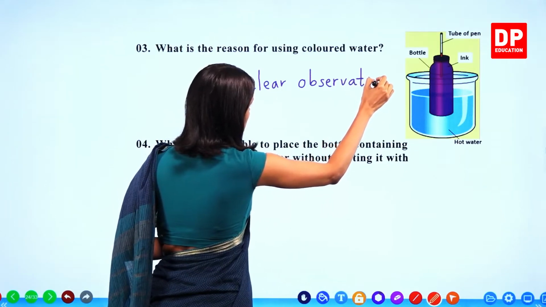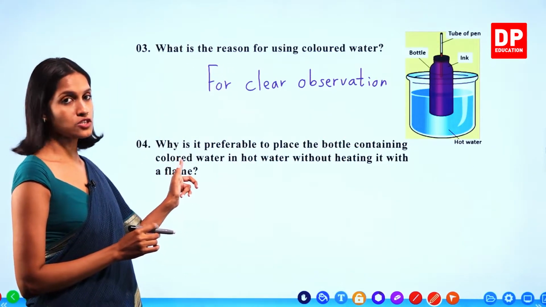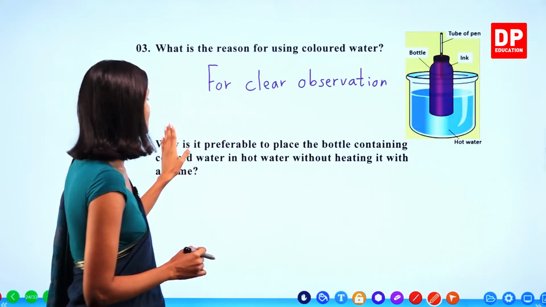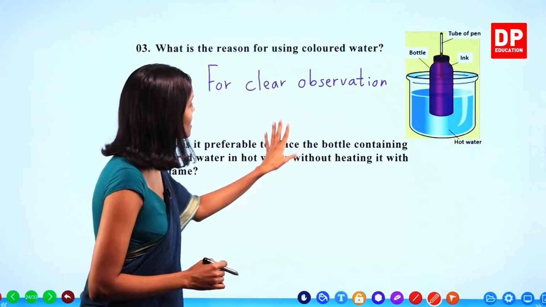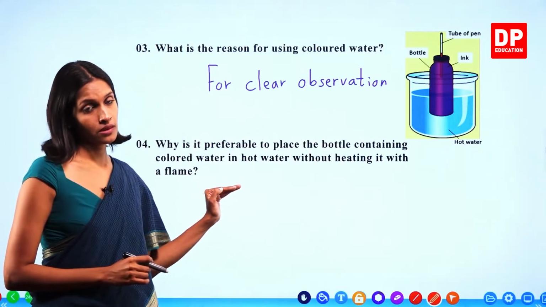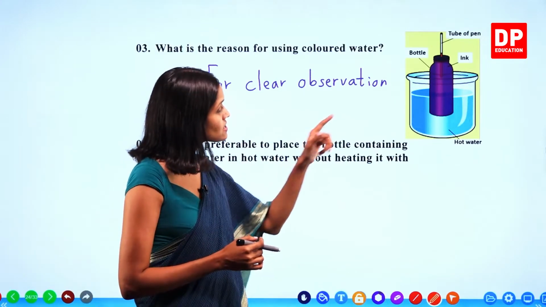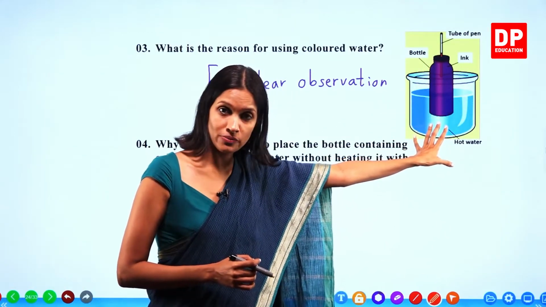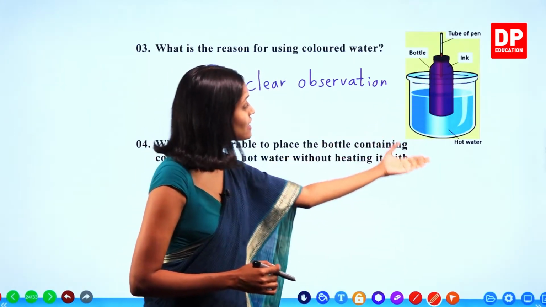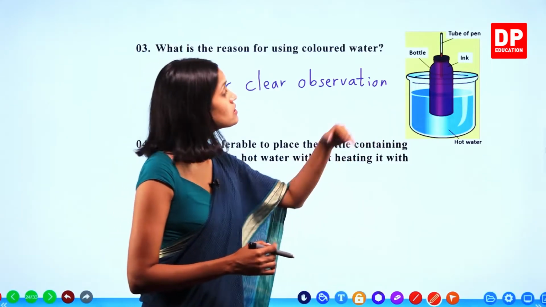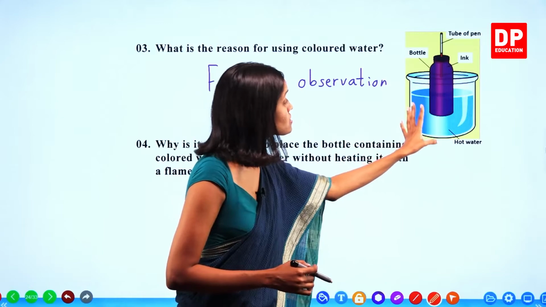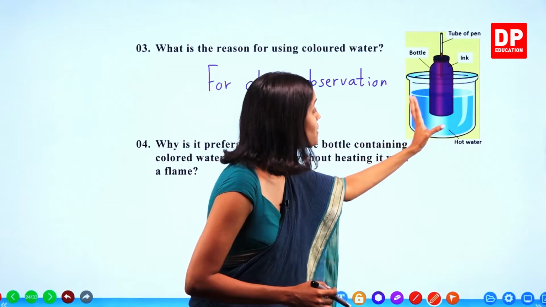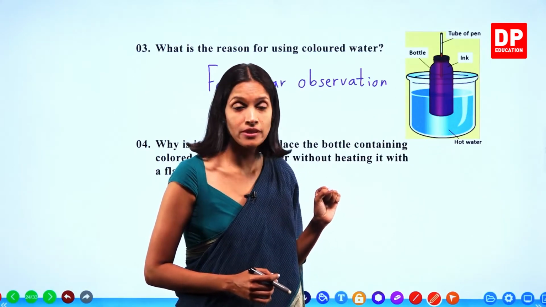Right? Next one. Why is it preferable to place the bottle containing colored water in hot water without heating it with a flame? What is the reason, children? Just imagine, without immersing this colored water bottle inside the hot water beaker, what if we heat it up from the bottom only? This takes time, right? So if we use a flame from one side, you all know that only the bottom part of this water will get heated up, right?